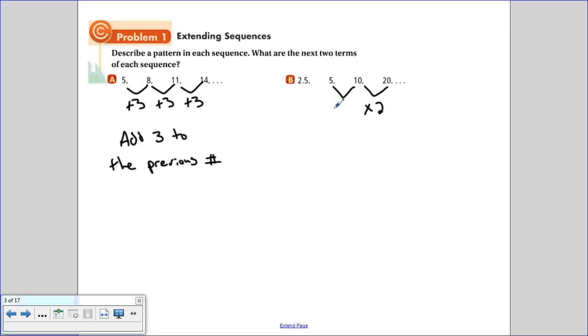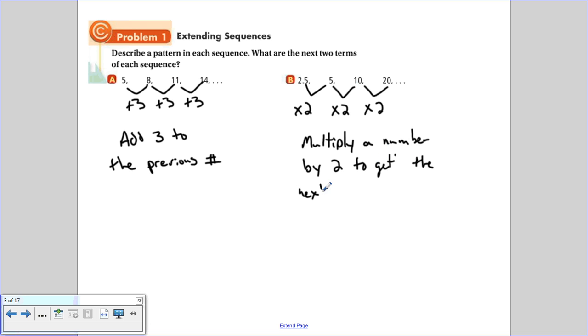Is it the same from 5 to 10? Yes, multiply by 2. And does that still work going from 2.5 to 5? Yeah, that's multiply by 2. So describe that pattern. Multiply a number by 2 to get the next number. And then they wanted us to get the next two terms. So if we keep adding 3, we go 17, 20. If we keep multiplying by 2, we'll get 40 and 80.